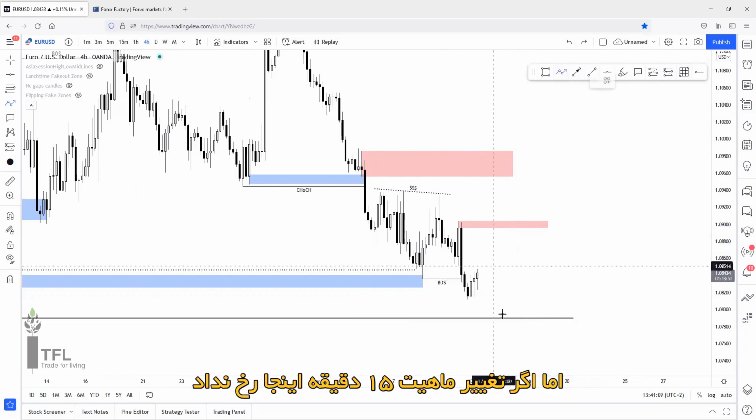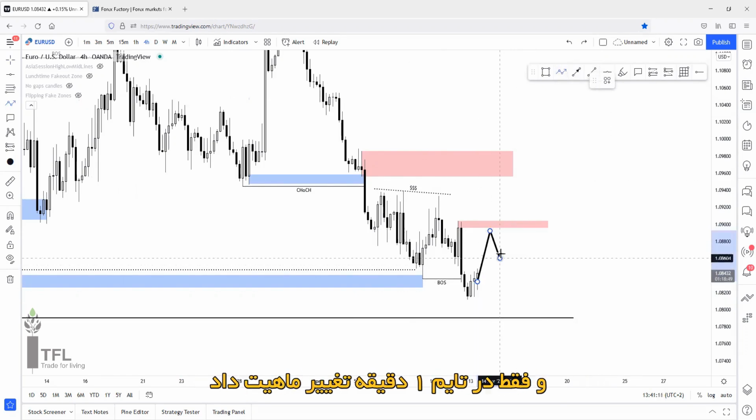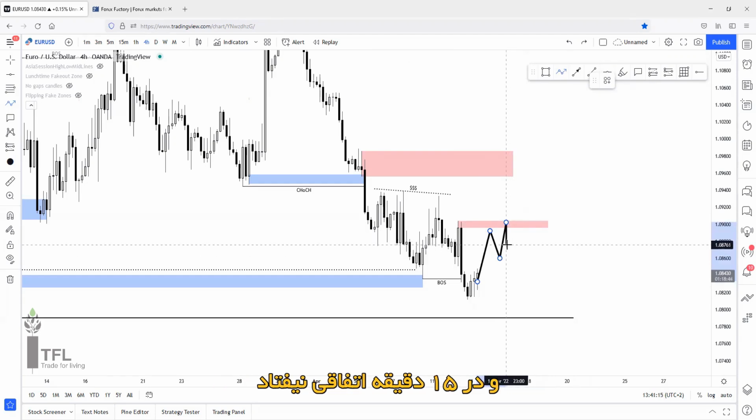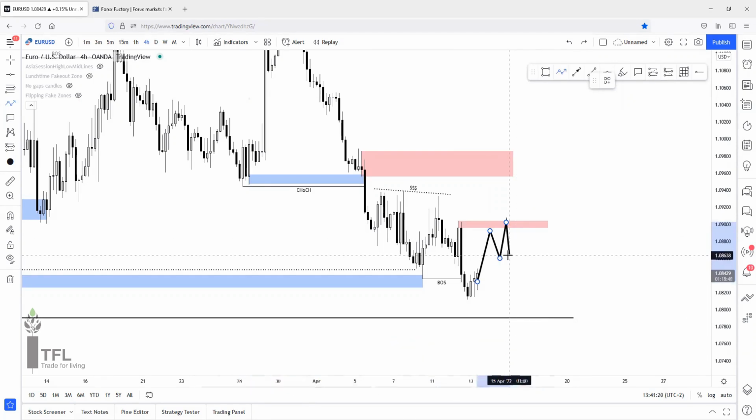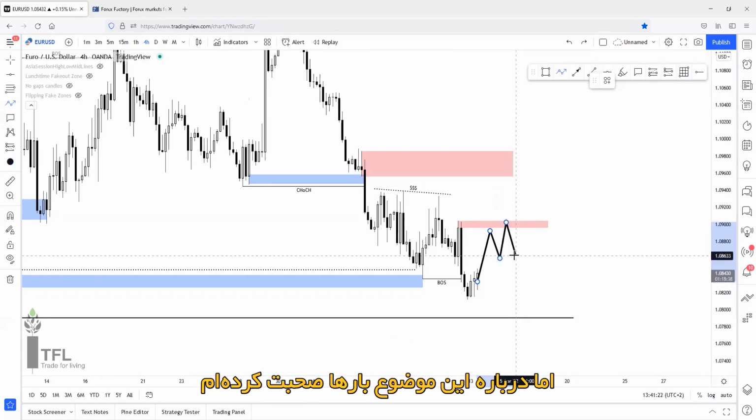But if the 15-minute change of character doesn't happen right here, and price just changes character on the 1-minute chart and not on the 15-minute chart, it is really risky to enter a short trade based on the 1-minute change of character. But we've already talked about this several times.